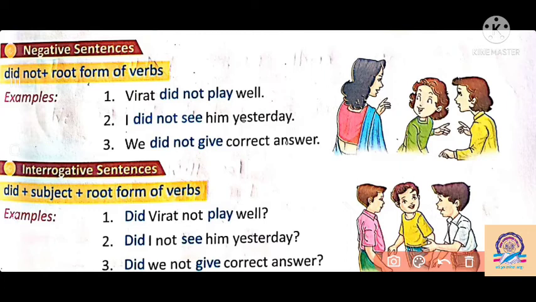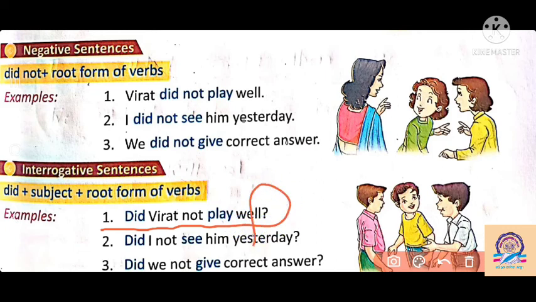For the interrogative sentence, what is the formula? For making the interrogative sentence, we have to write the helping verb initially. So we write did, then the subject, then the main form of the verb, because in an interrogative sentence we use did as a helping verb. After did comes the subject, then the verb, then the object and other words, and last we keep the question mark. So, "Did Virat play well?"